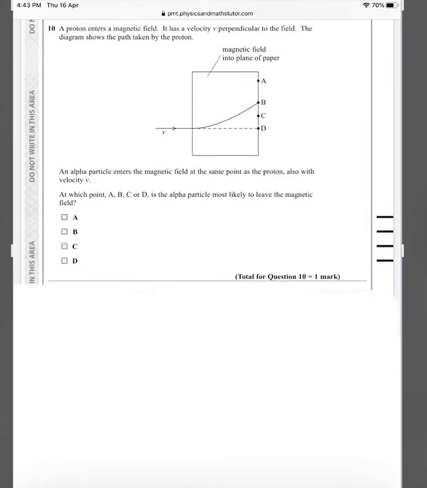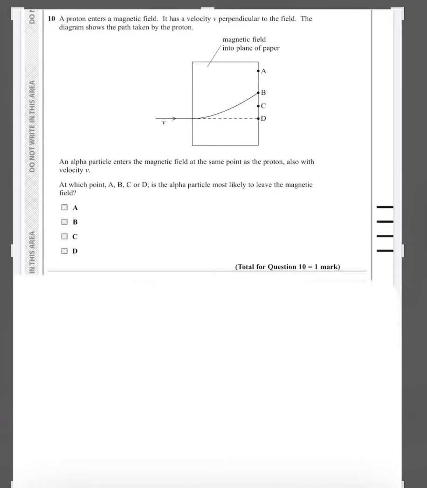Number 10. A proton enters a magnetic field. It has velocity v perpendicular to the field. So there will be a force being exerted on the proton. The diagram shows the path taken by the proton, magnetic field into the plane of the page. An alpha particle enters the magnetic field at the same point as the proton, also with velocity v. So it's the same velocity. At which point A, B, C, D is the alpha particle most likely to leave the magnetic field?